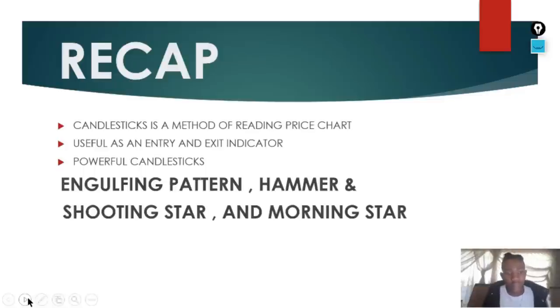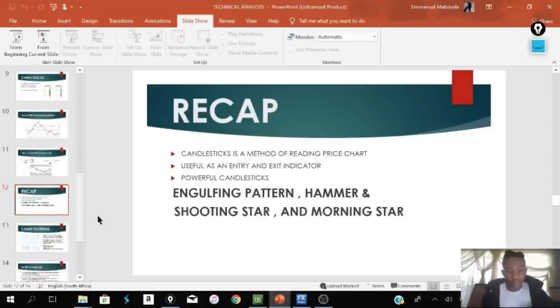So now let's recap. Candlesticks are a method that's usually used to read price chart and price levels. So we use them as an entry and exit indicator. They are very powerful candlesticks, the ones that we use. That is the engulfing pattern, the hammer and shooting star, the morning star, right? So those are the candlesticks that we use. And let's see if we can spot a few.